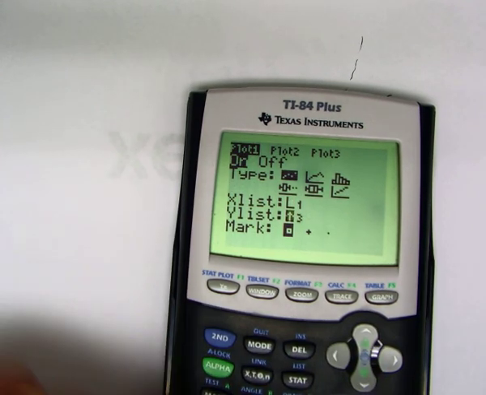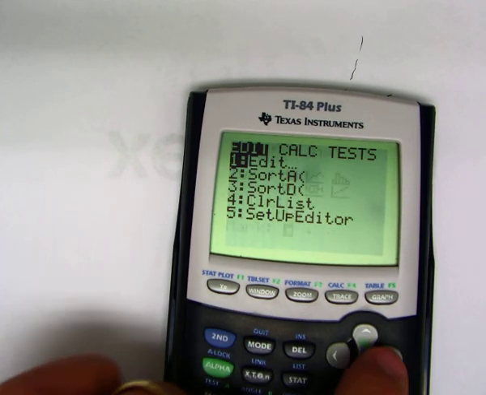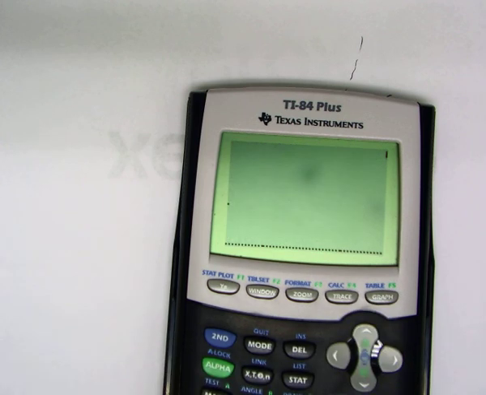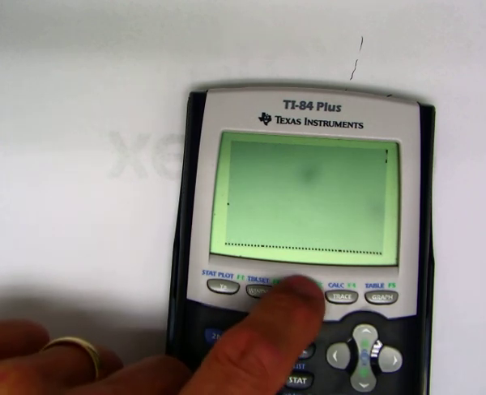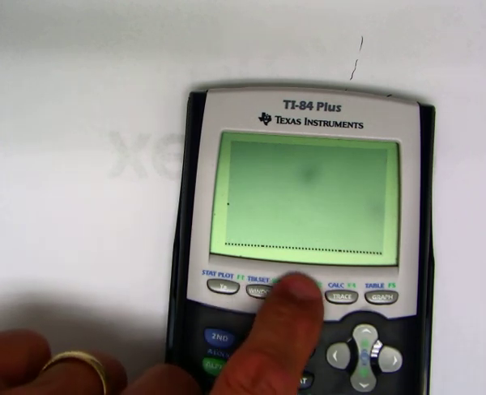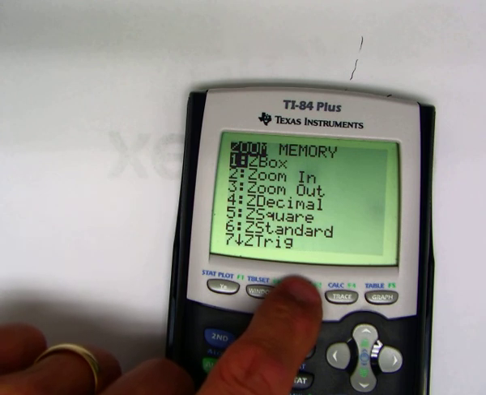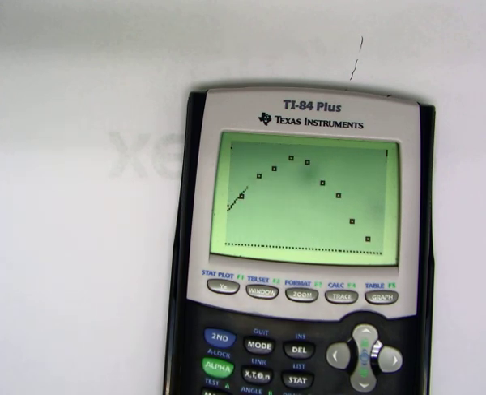So when we have a U-shaped situation, we've got to use the regressions that are built into the calculator. So in this case we had to go to quad regression, and we had to have it calculate that. So the answer to the question is, well, what is the model?